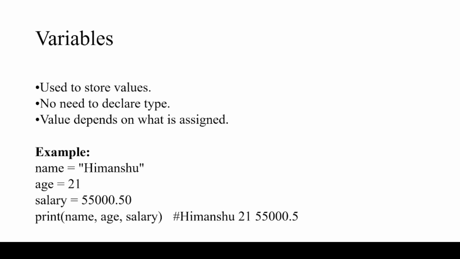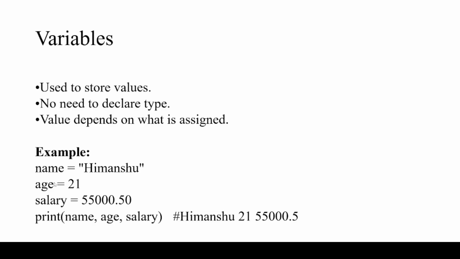Next one is variables. Variables are for storing purposes. In other programming languages, we need to declare variables first, then we need to assign the values. In Python, no need of declaration. And here in the example, name equals Imanshu. Name is a variable and Imanshu is a value stored by this variable. Age is a variable and 21 is a value. 21 is stored in the age variable.